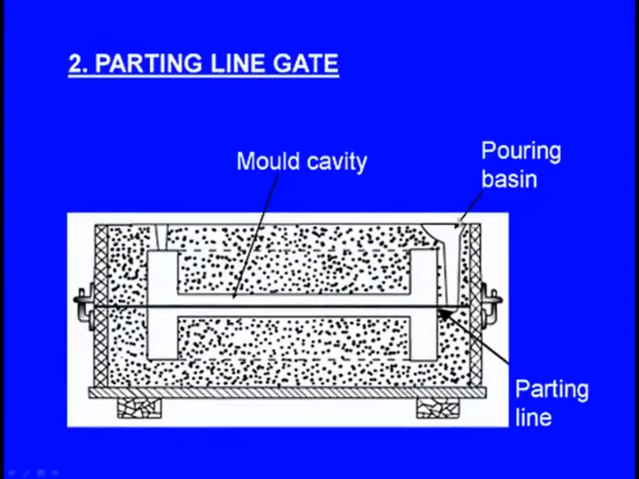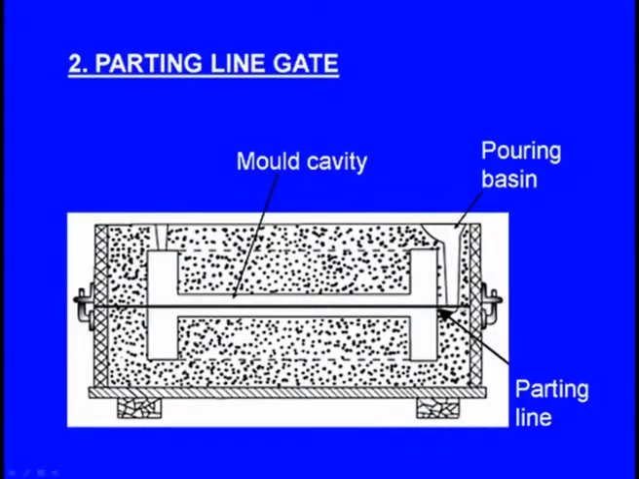Now, this is the pouring basin and this is the sprue and this is the choke. The molten metal is poured at the pouring basin and it enters into the sprue, then it enters into the runner choke. Finally, this is the mould cavity and here we can see the riser. So, here the molten metal enters into the mould cavity along the parting line. The gate is located along the parting line, that is why it is known as the parting line gate.